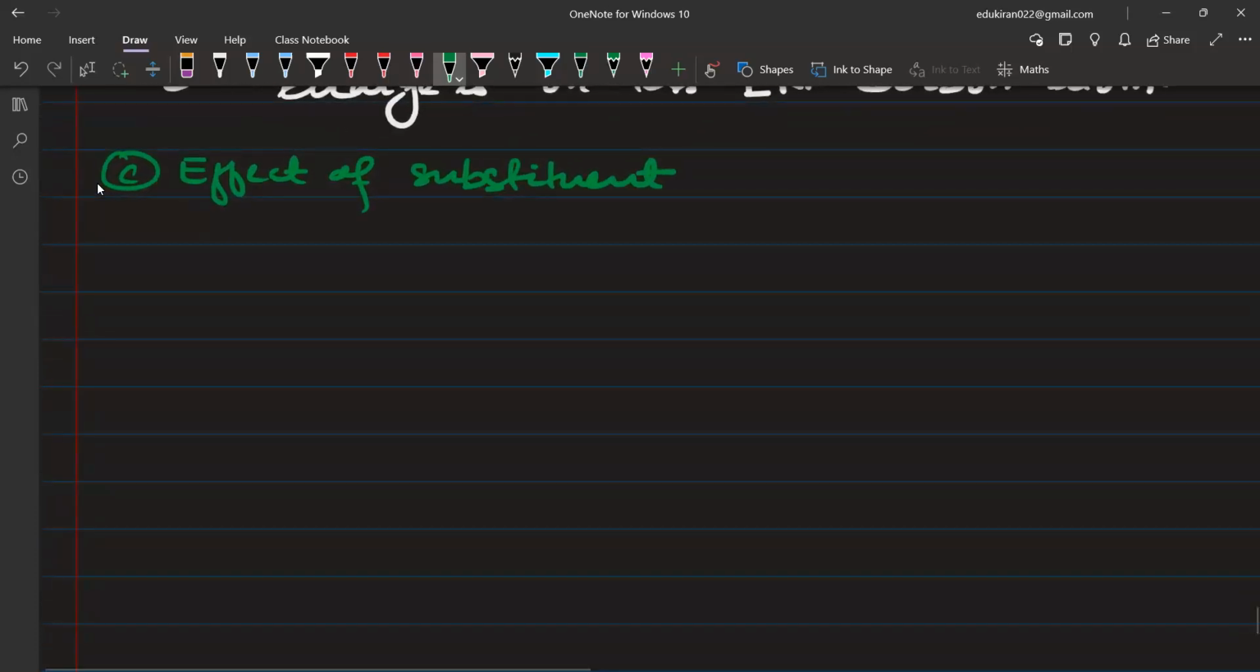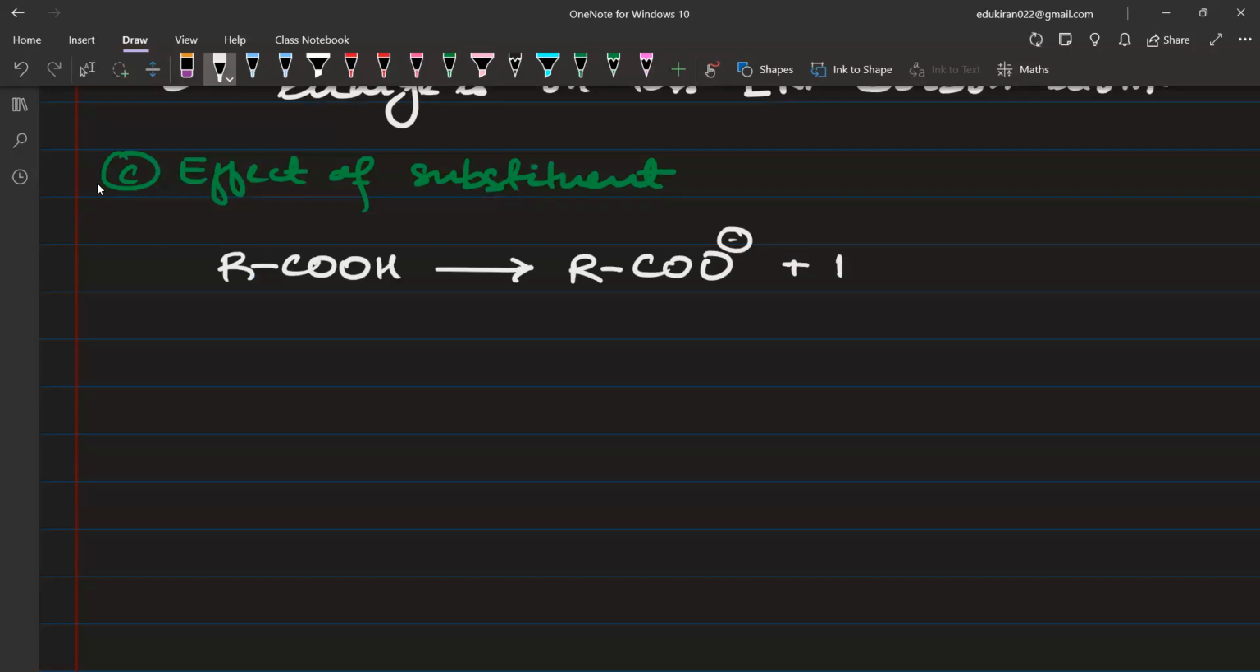Effect of substituent, ठीक है। In effect of substituent, as we have seen, we have RCOOH, it gives RCOO negative plus H positive. Now, whatever instability the carboxylate ion will have will be only because of this negative charge. If we lower the negative charge, then the carboxylate ion will be more stable. ठीक है?